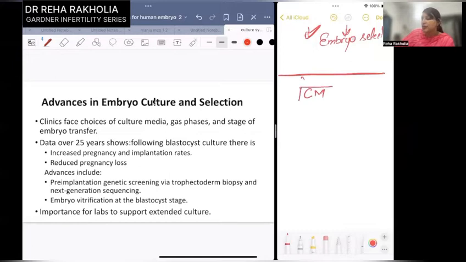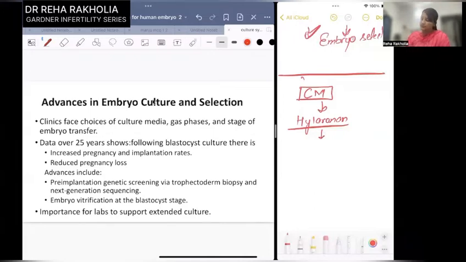First is culture media. There are different types of culture media nowadays, like hyaluronin is added. Hyaluronin is added to increase the survival after cryopreservation. Second, there is improvement in cryopreservation. Third, nowadays we are culturing till the blastocyst, and there are various advantages of culturing till the blastocyst.